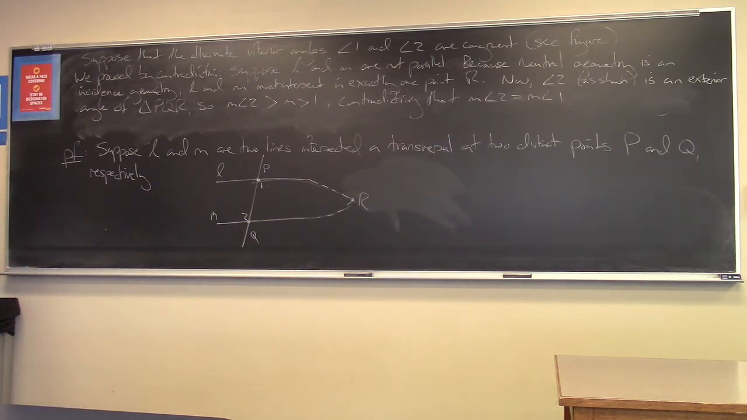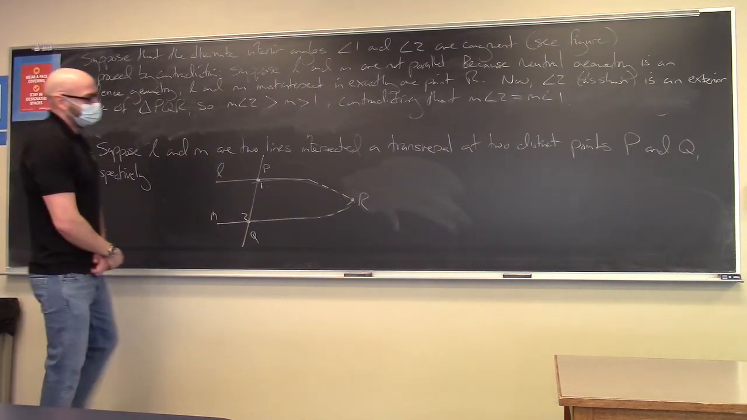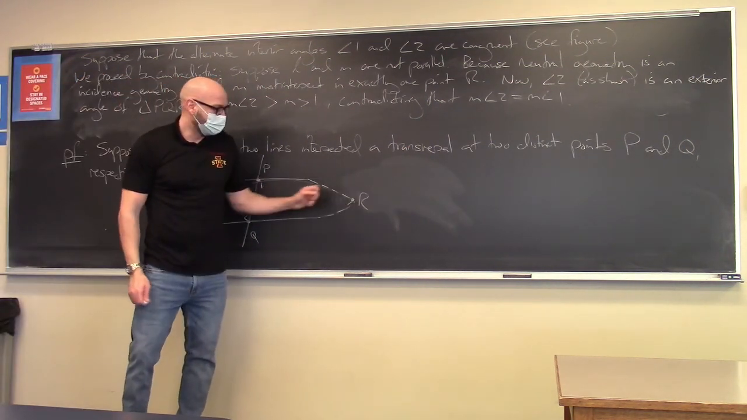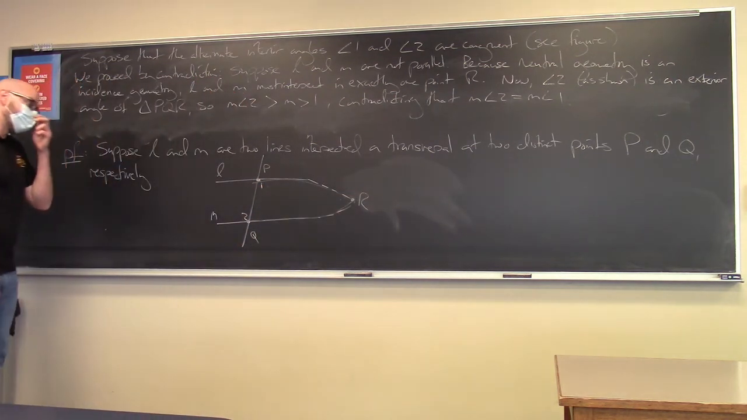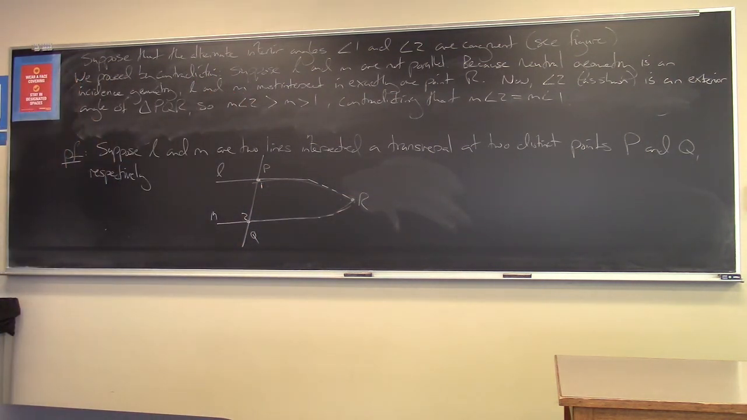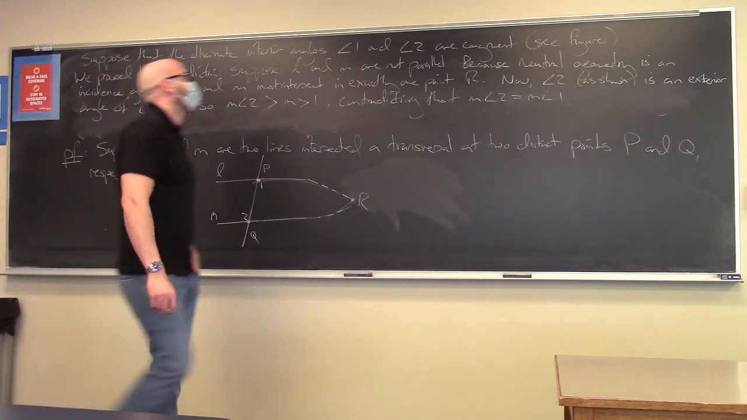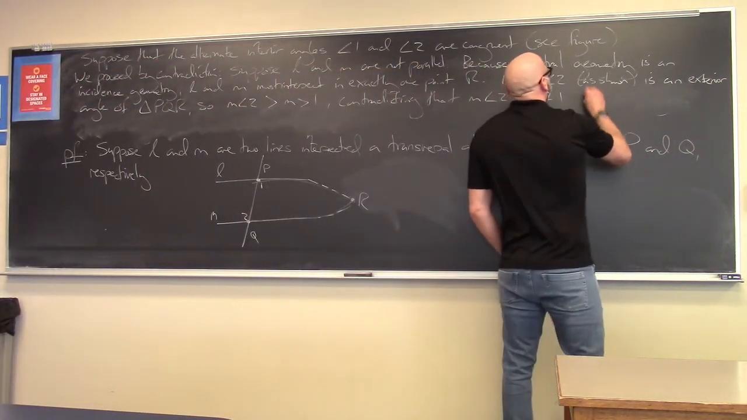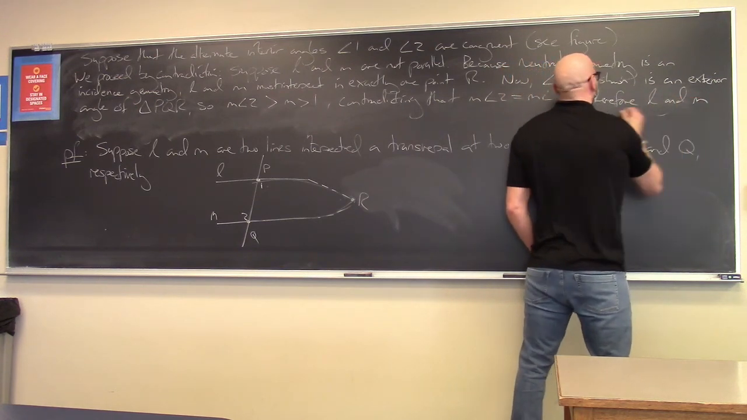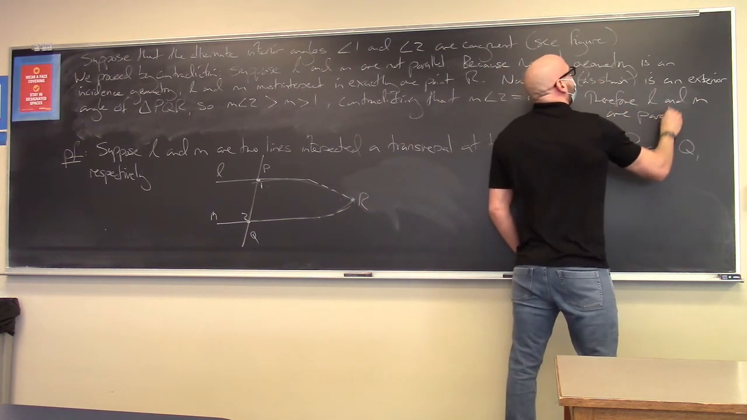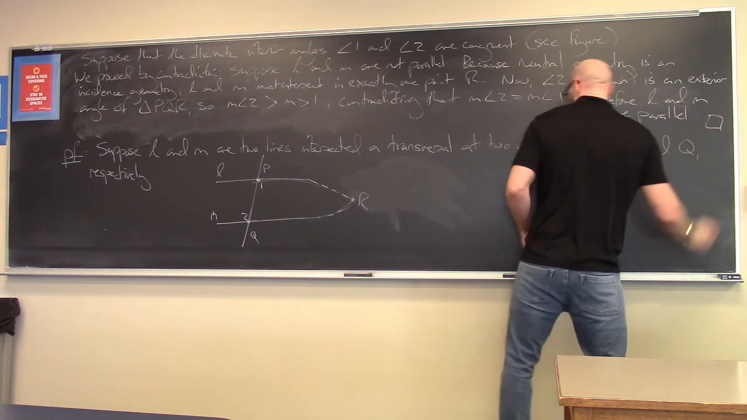So not hard to reach the contradiction here, as long as you realize that they can intersect only at one point. So this one point creates a triangle, and then that triangle we've created contradicts the exterior angle theorem immediately. So therefore L and M are parallel. Done.